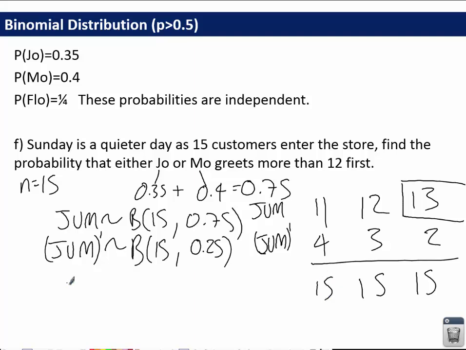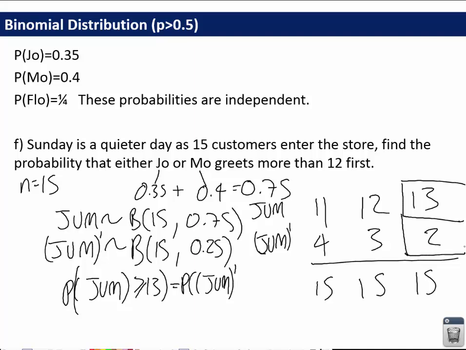Originally I was working out the probability Joe or Mo is more than or equal to 13, and I get that just from my number line. That is the same as the probability Joe or Mo not occurring is less than or equal to 2. And this we can work out because we can just look directly at the table. The numbers go in the opposite direction, so before it was greater than or equal to, now it's less than or equal to.